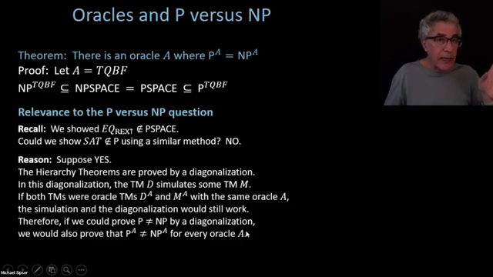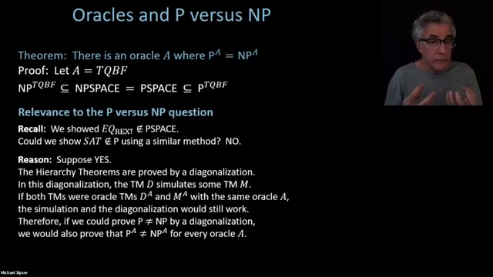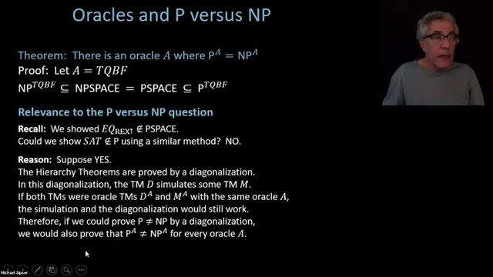So if you can prove P different from NP by a diagonalization, that would also immediately prove that P is different from NP for every oracle, because the argument is transparent to the oracle. If you just put the oracle down, everything still works. But here is the big but. We know this is false. We just exhibited an oracle for which they're equal. It's not the case that P is different from NP for every oracle. Sometimes they're equal for some oracles.